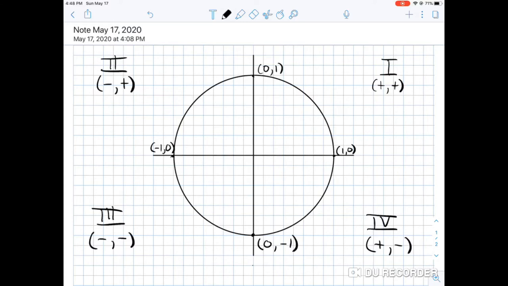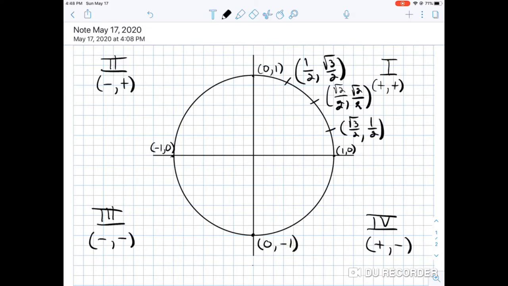Now here are your other points. That's my 45, that's my 30, there's 60. We know what this point is: square root of 3 over 2, 1/2, and square root of 2 over 2 for both. For the angle of 45, that point is probably the easiest to remember, because both coordinates are the same. That's the reason why.